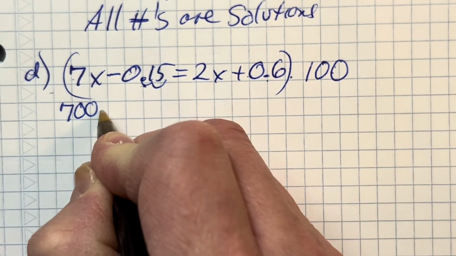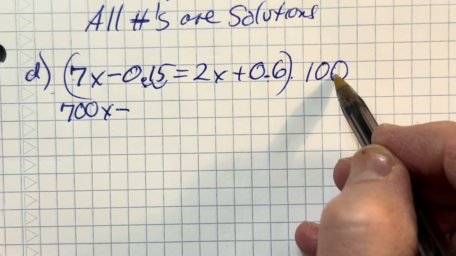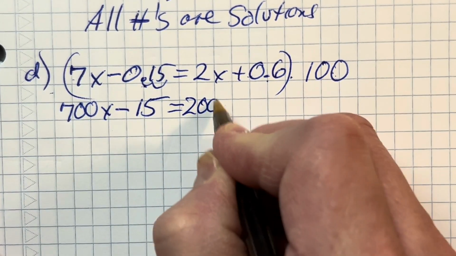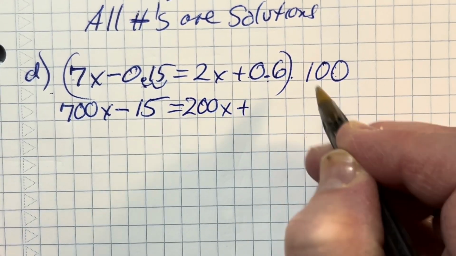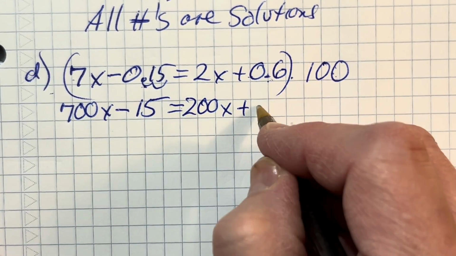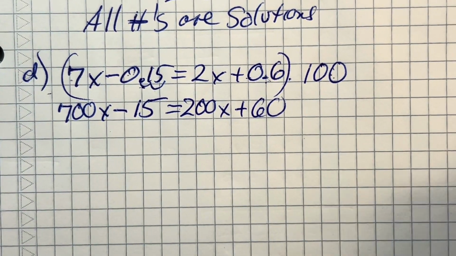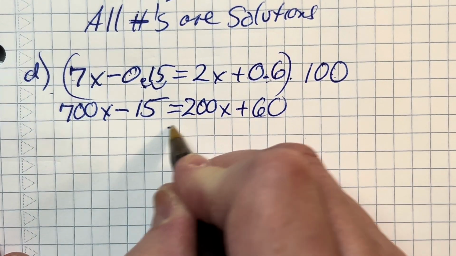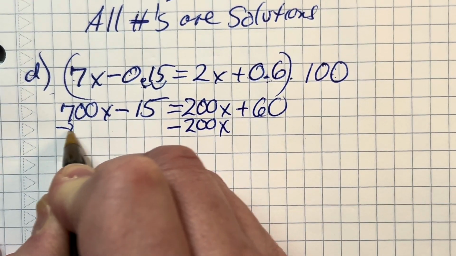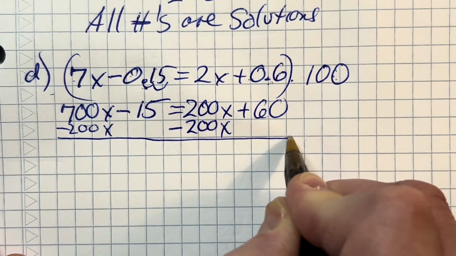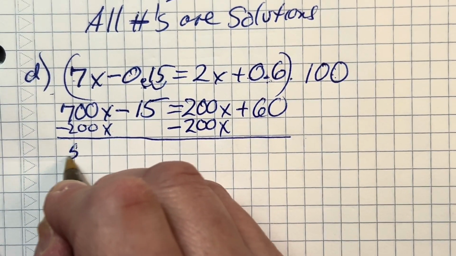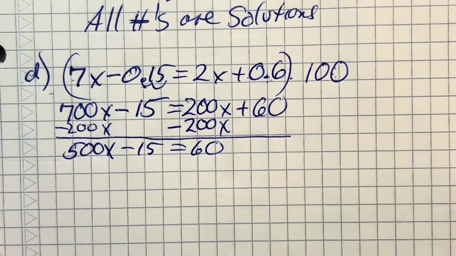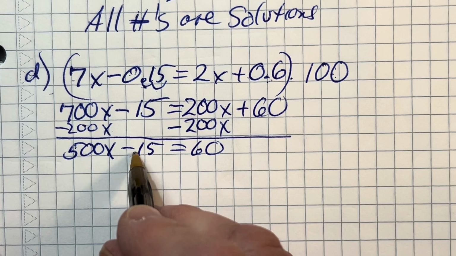That gives me 700x minus, multiplied by 100, that becomes 15, equals 200x plus, move it twice, that would be 60. We can go ahead and solve that by combining like terms. I think I'll start with subtracting 200x from each side. When I do that, here's what I get. I get 500x minus 15 equals 60.